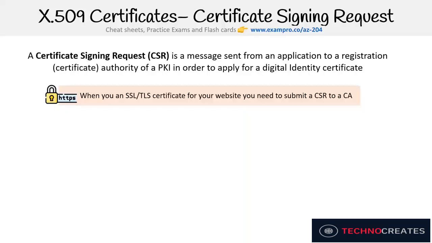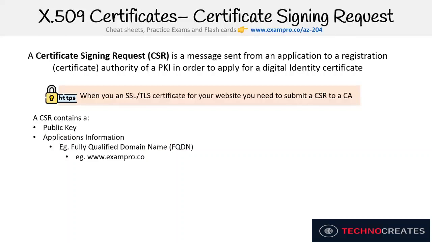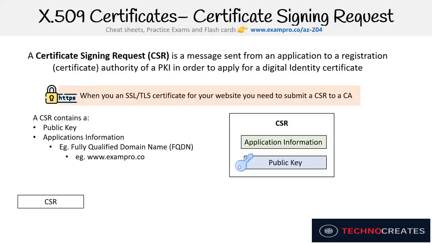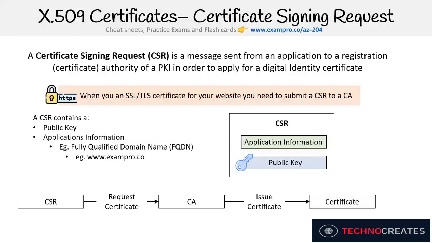So the idea is you would submit a certificate signing request to your certificate authority. Like if you're getting your certificate from GoDaddy, or GeoTrust or something, you have to submit a CSR. A CSR contains a public key and application information such as a fully qualified domain name, because if you're getting a certificate for a domain name, they're going to need to know the domain name. And so those are the two things that get packaged together. So the idea is you create your certificate signing request, you send the request to the certificate authority. The certificate authority will issue you a certificate if it deems that it likes your request. But there you go.